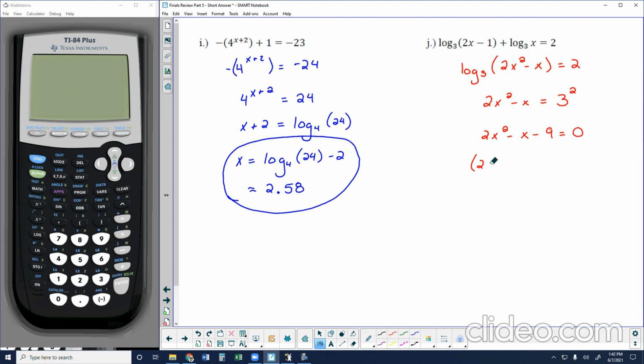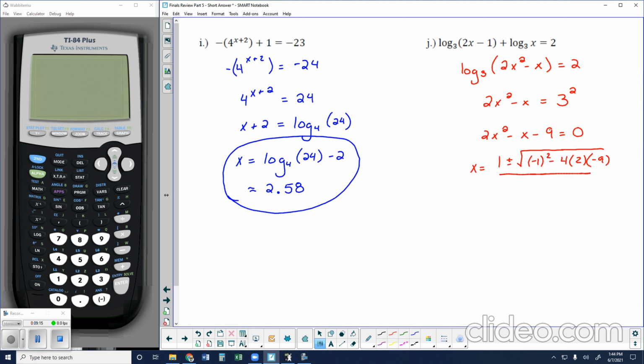There are multiple ways to solve this quadratic equation. For this example, I'm going to use the quadratic formula. x would be equal to negative b, where b in this case is -1, so 1, plus or minus the square root of b squared, so -1 squared, minus 4 times a, which is 2, times c, -9. And this would be all over 2a, or 2 times 2.